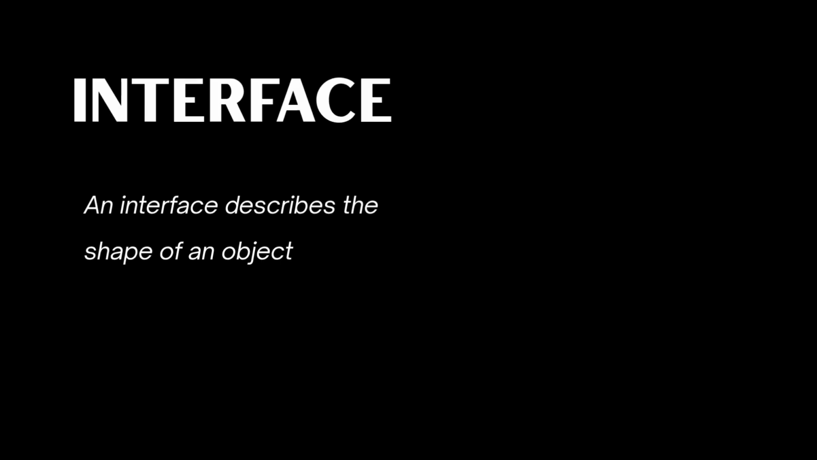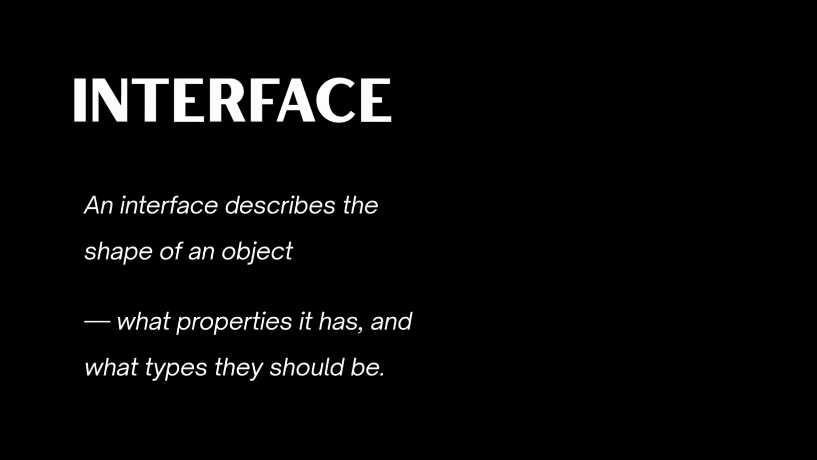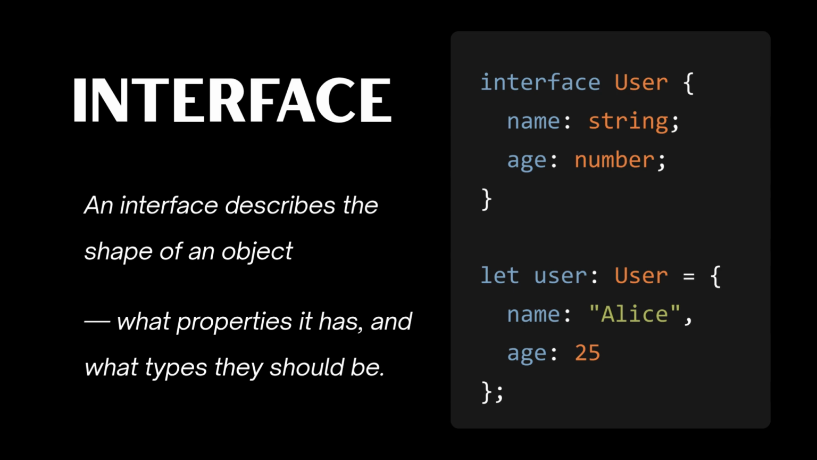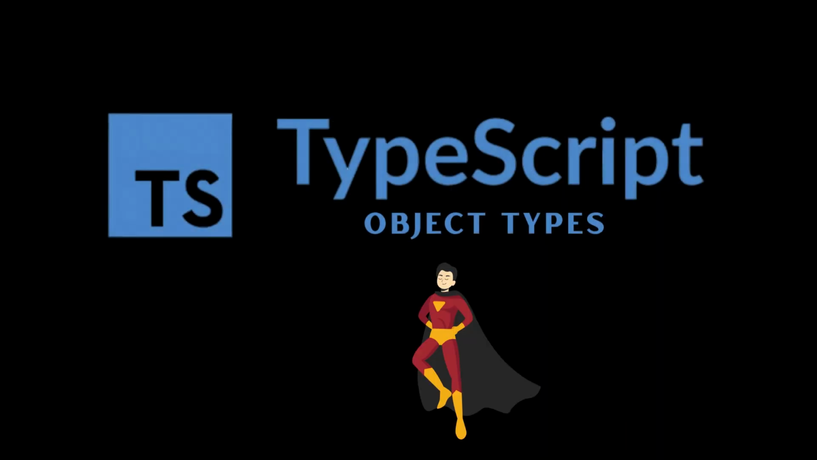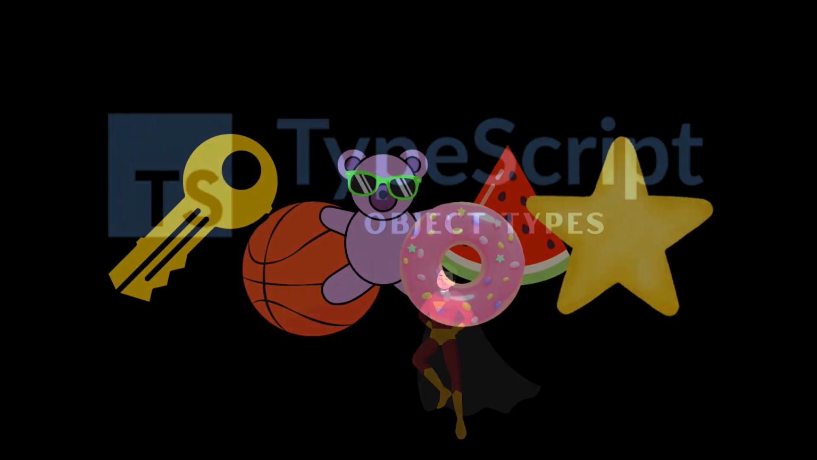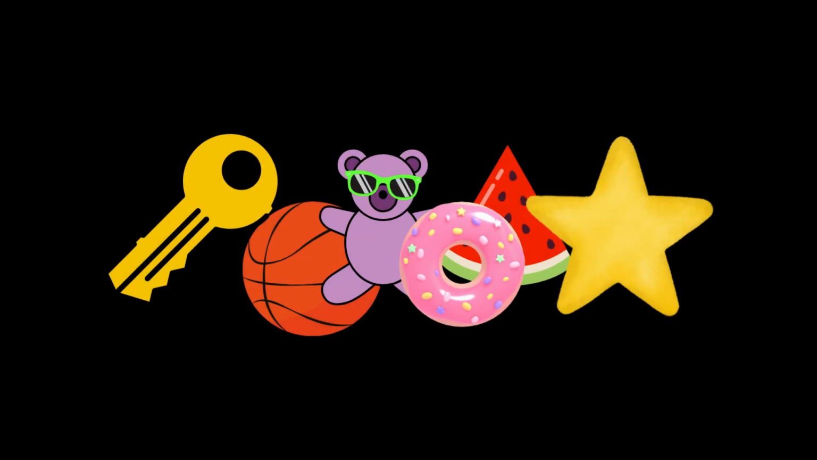Interface. An interface describes the shape of an object, what properties it has, and what types they should be. interface User { name: string; age: number; }. let user: User = { name: "Alice", age: 25 }. Interfaces are really useful in TypeScript. They make your code easier to understand and easier to scale. Object types are powerful. They allow us to represent real-world ideas and structure our code better.